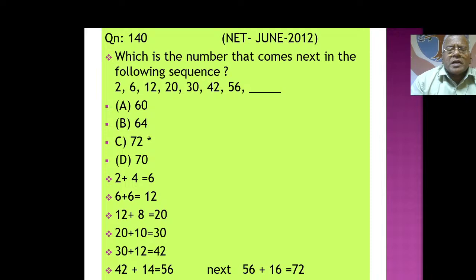Which is the number that comes next in the following sequence? 2, 6, 12, 20, 30, 42, 56, dash, right? So, what should be the next number they are asking? How is it formed? What is the pattern here? In the fashion like, what is the difference between the two numbers?